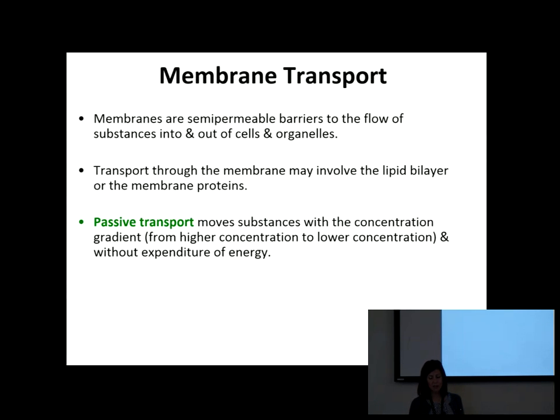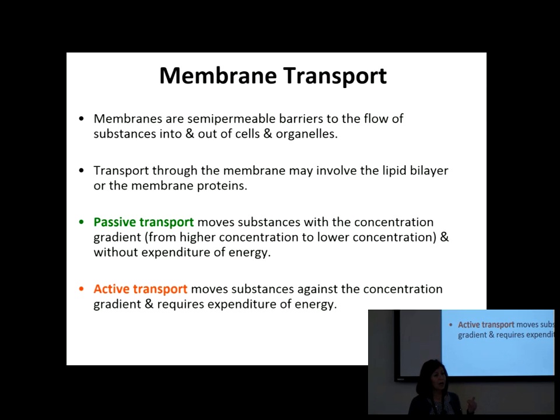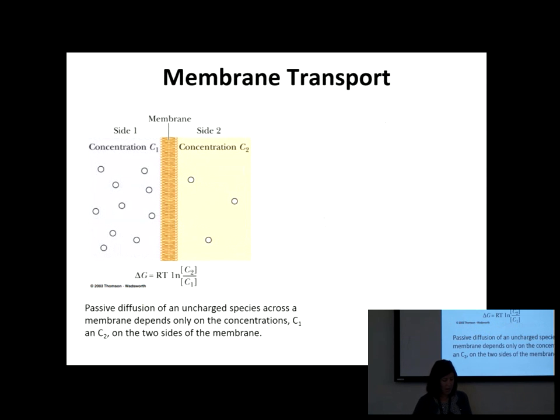If we're going down the concentration gradient, that means we're going from high concentration to low concentration, going down the hill, then that is passive transport. You don't need energy to go downhill. If you're going from low concentration to high concentration, pushing it uphill, then that's active transport. You need to expend energy. So let's go through each. Passive transport can be either what we call simple diffusion, simple osmosis, or facilitated diffusion.